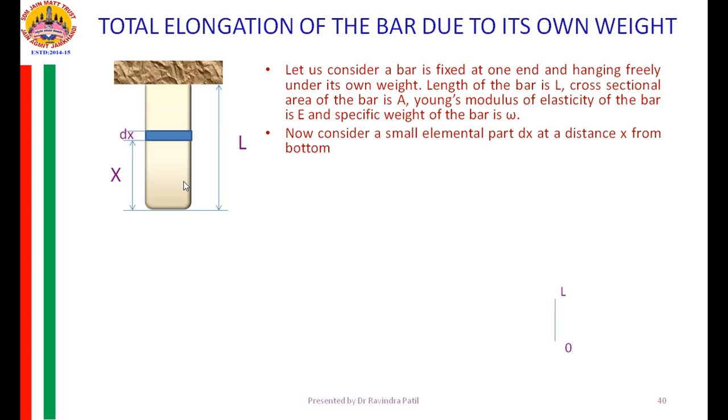I am considering a small elemental part so that the weight there is fixed, equal to dW. Now I am considering a small elemental part dx at a distance x from the bottom. Self weight of the part of length x: only this weight is acting on this part. This weight won't act on this one, right?